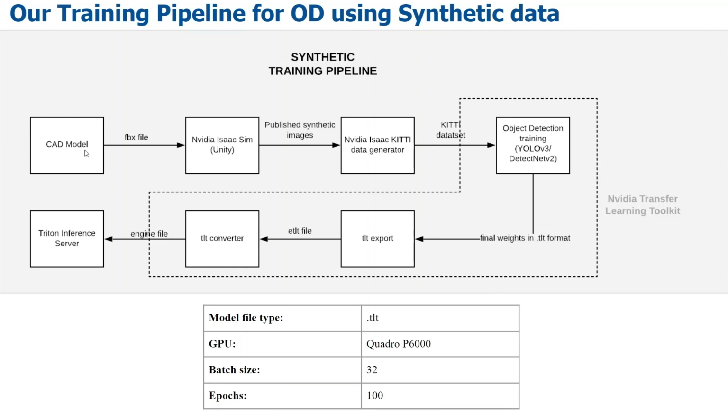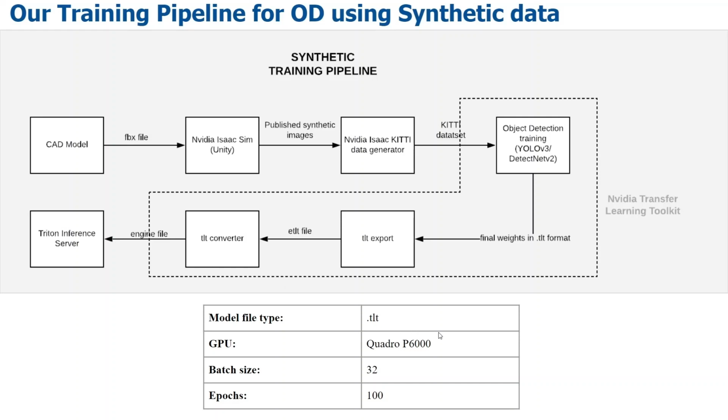The synthetic training pipeline begins with the import of CAD models into Nvidia's Isaac Sim for Unity. Once all models have been imported and the scene is laid out, we begin the synthetic data capture, which saves annotated synthetic data for use in training. From then on, the training pipeline is the same as the real-world pipeline. We once again use Nvidia's Transfer Learning Toolkit using the same DetectNet v2 model type. Deployment to Nvidia's Triton Inference Server also stays the same.